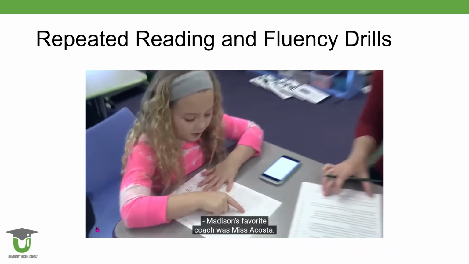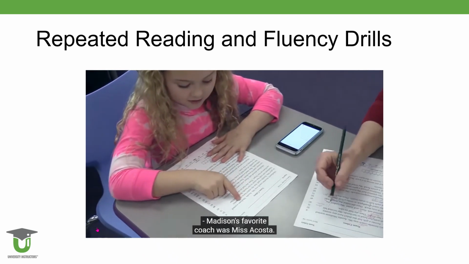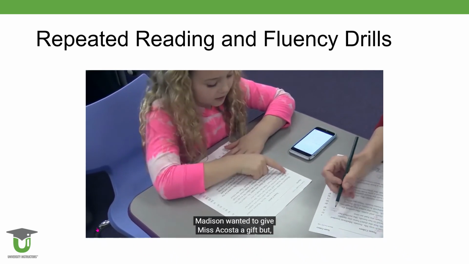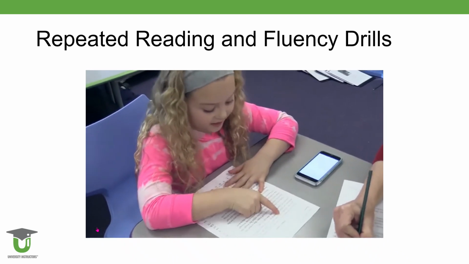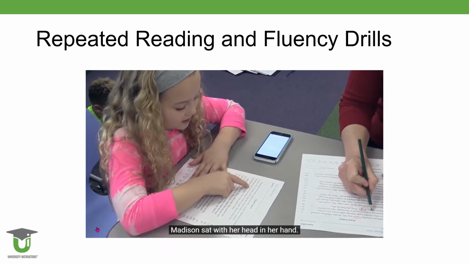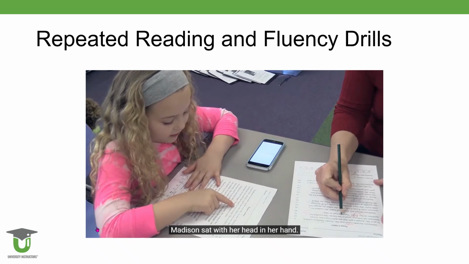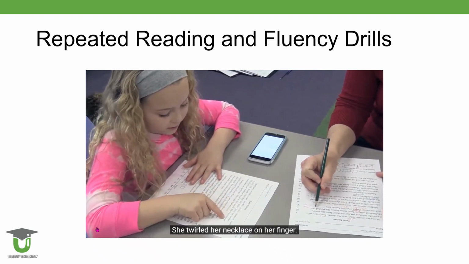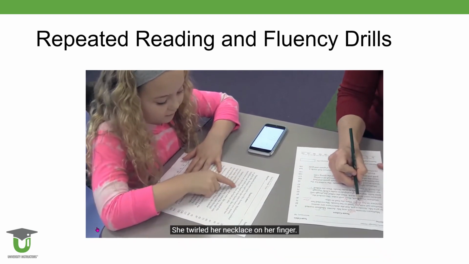Madison's favorite coach was Miss Acosta. Madison wanted to give Miss Acosta a gift, but she didn't have any money. Madison sat with her head in her hands. She twirled her necklace on her finger.